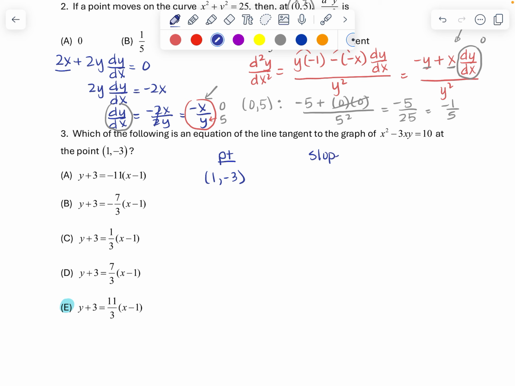You guys remember your slope is your derivative, or in this case, it is your dy dx. Okay, derivative, dy dx, y prime, all the same thing. So let's go ahead and derive that. Now, you guys, whenever there's a minus there, be just super careful. You can mess it up really easily.